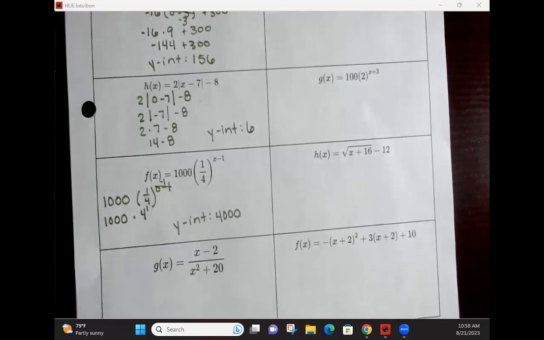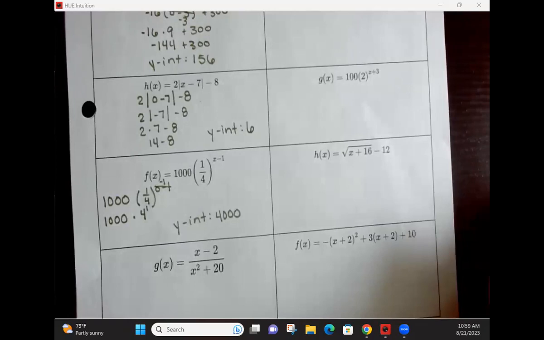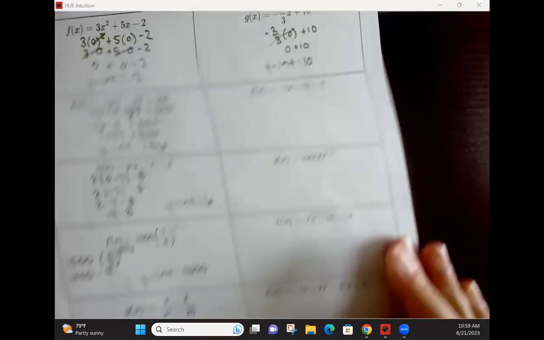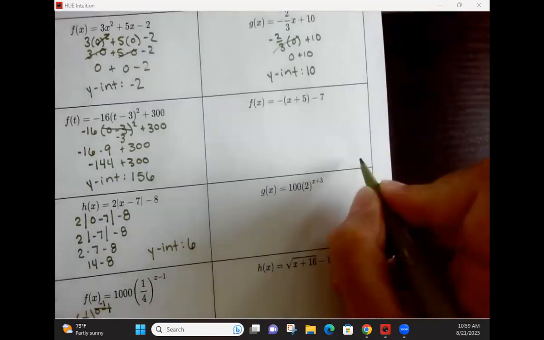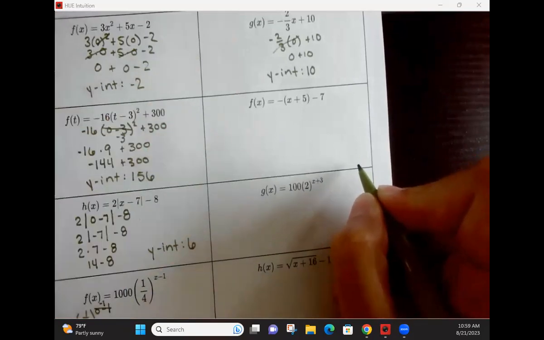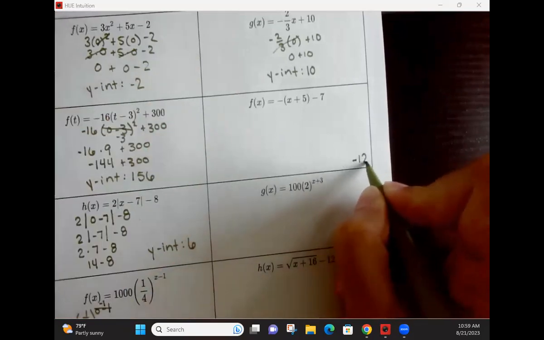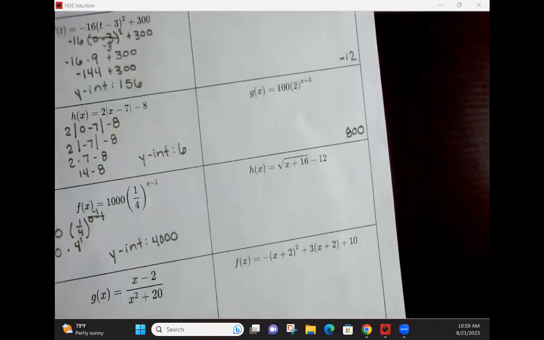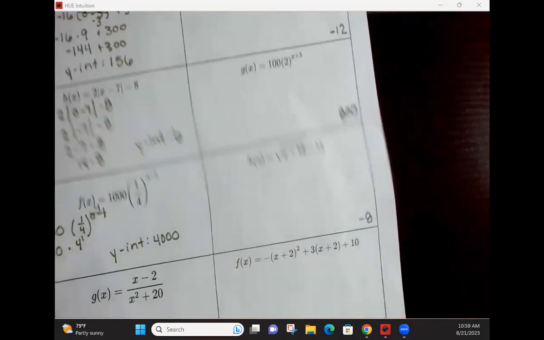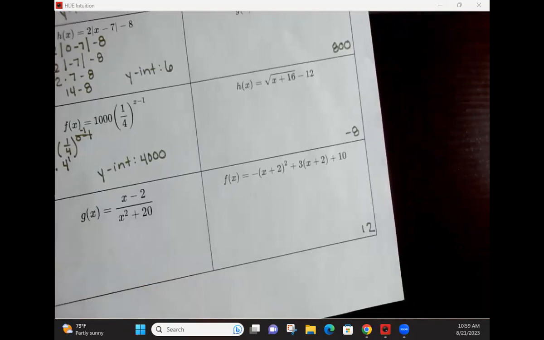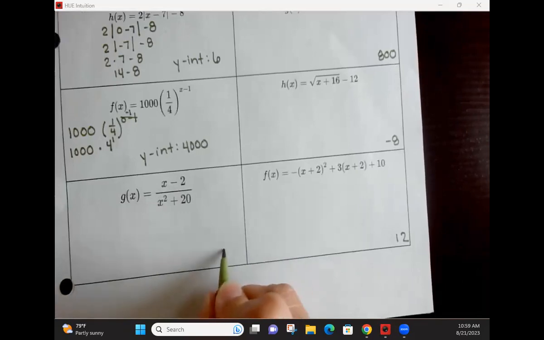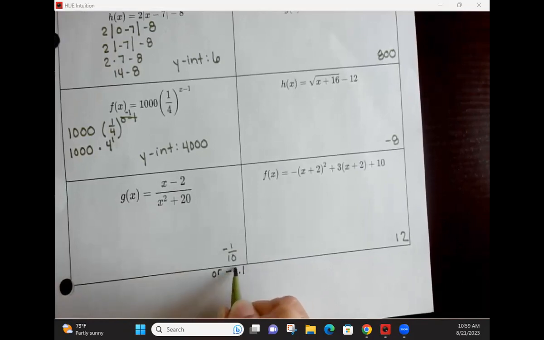Okay, looks like we're just finishing up. So I want to go through what we should have gotten for each of these, and then I want you guys to tell me if we need to go through any of them, work through any of our problems here. So the y-intercept in the second column should be negative 12, 800, negative 8, 12, and then the only problem left in that first column, this rational function here, you should have gotten negative 1/10 or negative 0.1 if you're a decimal person.